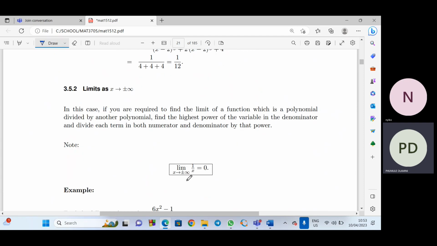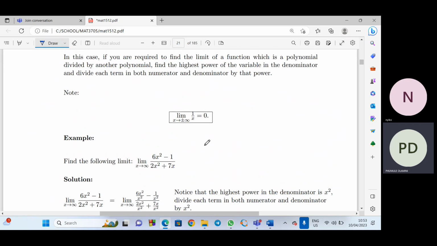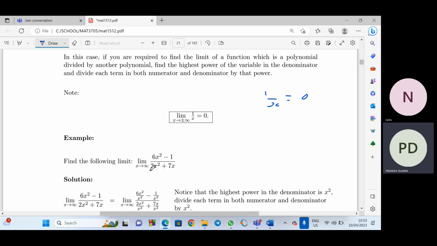This one we already talked about. This one we haven't talked about. So if you have a limit, when your x is approaching plus or minus infinity, and you have 1 over x, the answer is always 0. So this is just a note that you must remember.